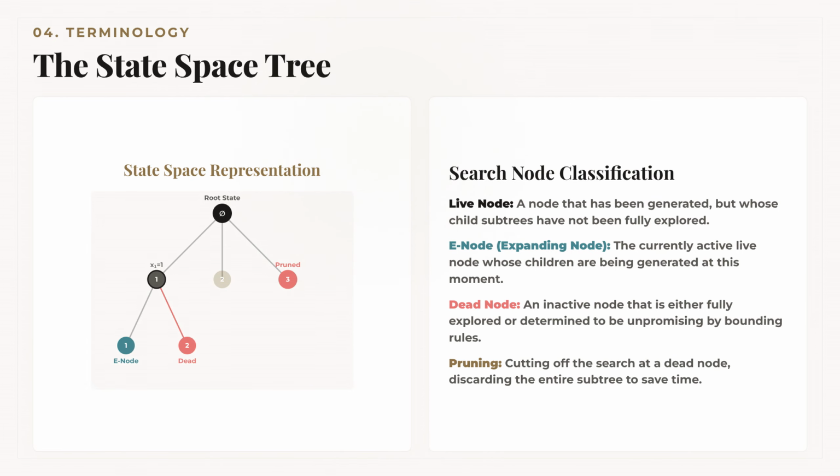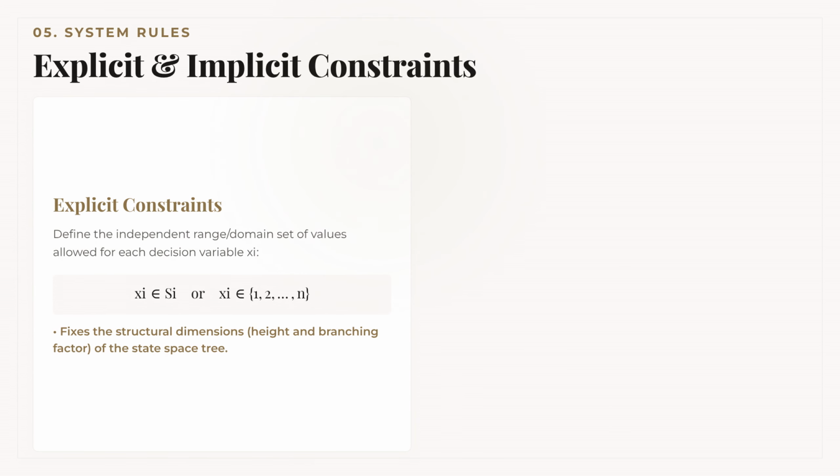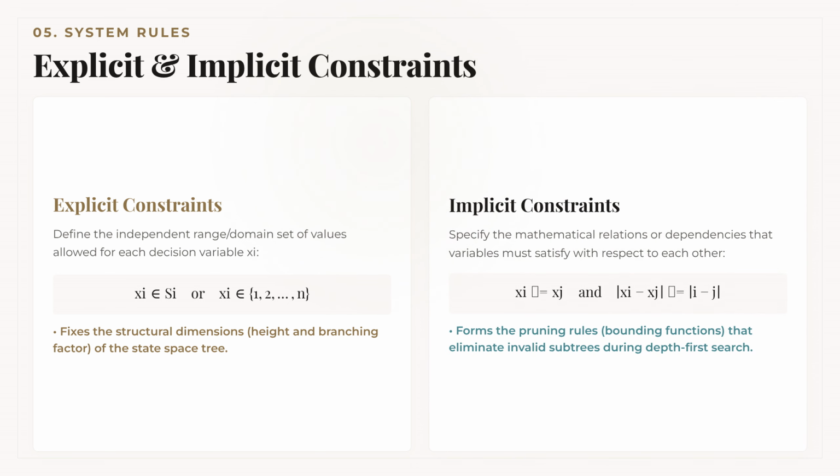There are 2 types of constraints in backtracking problems. The first type is called explicit constraints. Explicit constraints specify the set of values that each variable can take. For example, if a variable can only take values from 1 to n, that is an explicit constraint. The second type is called implicit constraints.